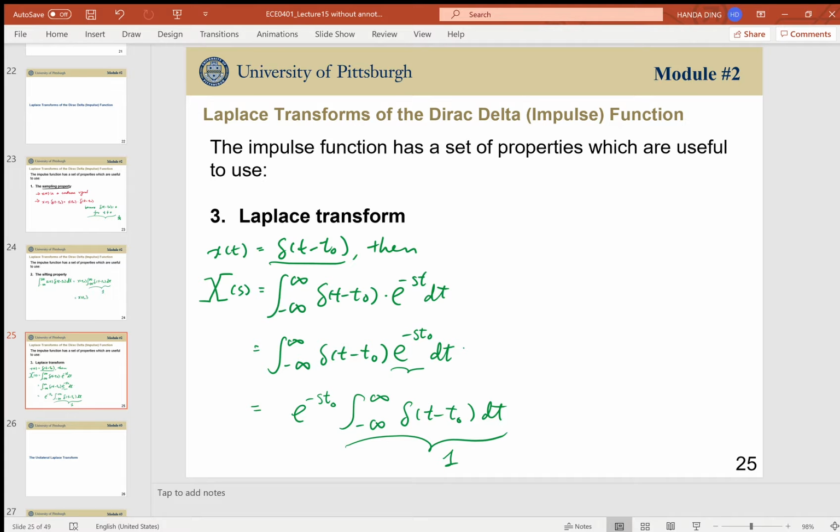right? So your Laplace will have this guy. If t0 is 0, we have our Laplace is 1, and your ROC will be the whole complex plane.